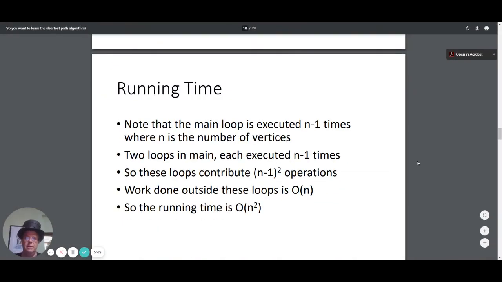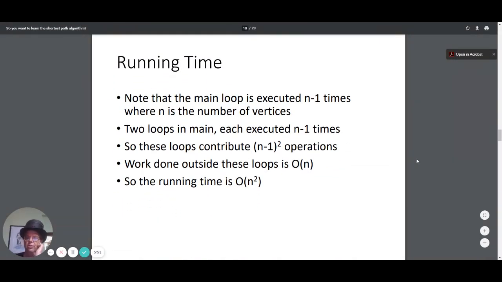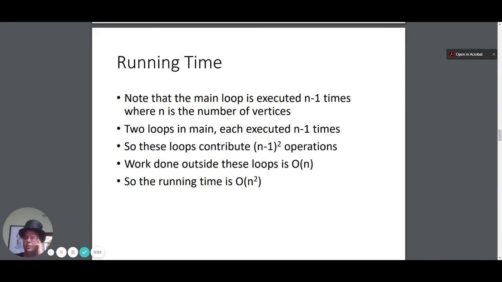So the running time: the main loop gets executed n-1 times, where n is the number of vertices. And there are two loops in main. Each one is executed n-1 times. So those are nested loops, so they contribute n-1 squared operations. And the work done outside the loops is O of n. So the total running time is the max of those, which is O of n squared.